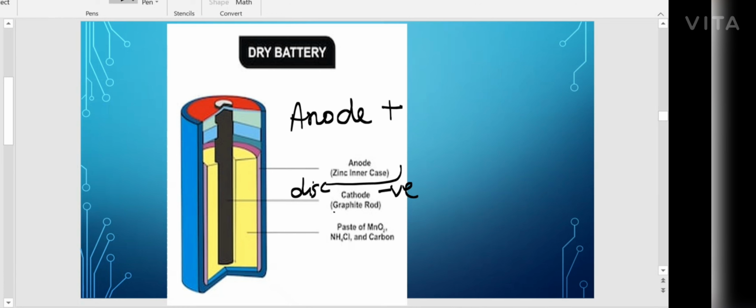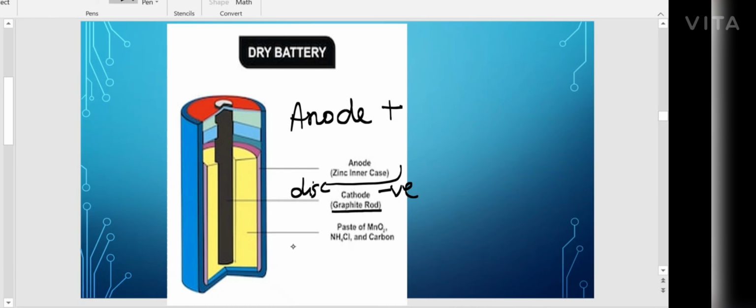The cathode is made up of graphite. Graphite means a type of carbon and it appears black in color. The same thing you get in the pencil lead, graphite. So the cathode is negative and made up of graphite. The anode is positive and made up of zinc.